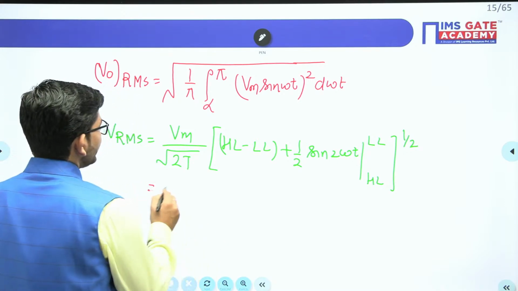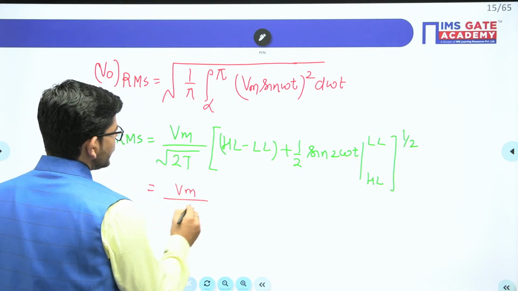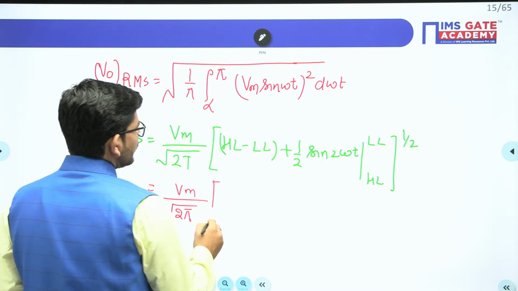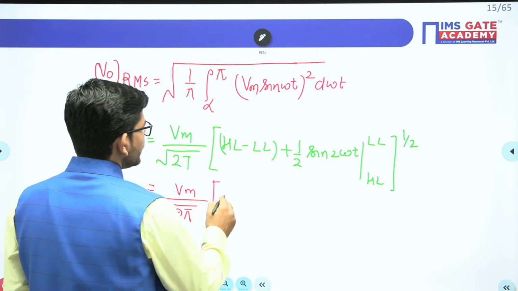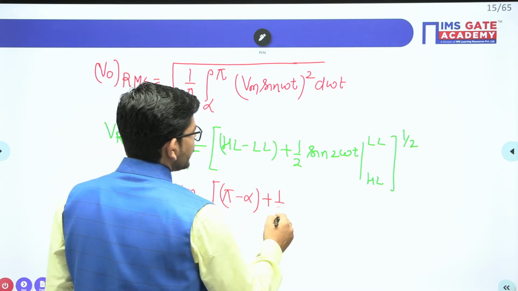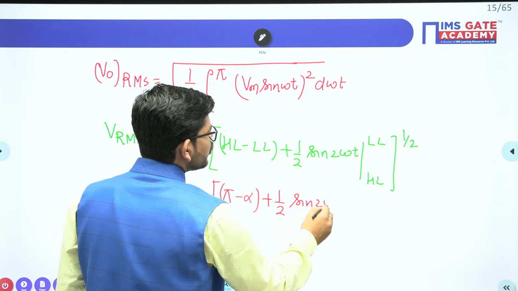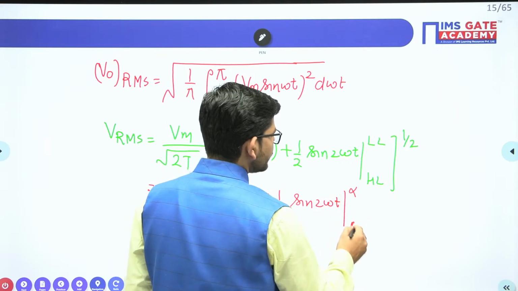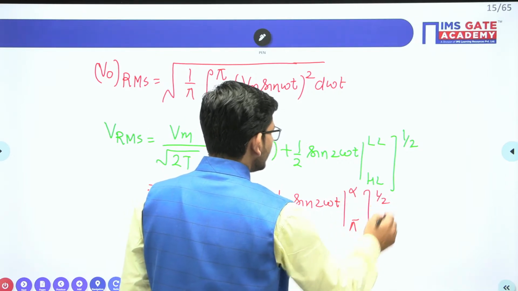So we have Vm here, and what is the time period here? The time period here is pi. Now high limit will be pi, and low limit is alpha. So pi minus alpha we have, plus half sine 2 omega t. What is the low limit? Low limit is alpha, and high limit is pi, power 1 by 2.